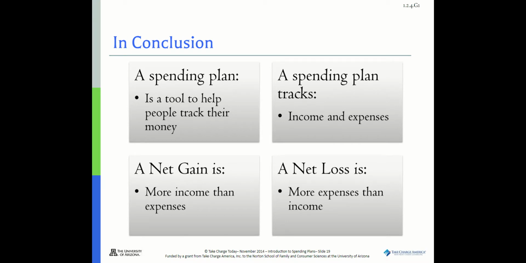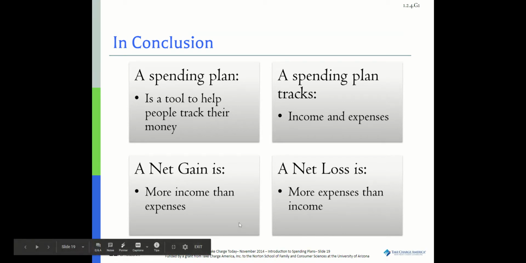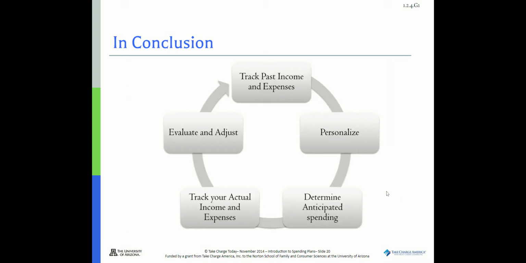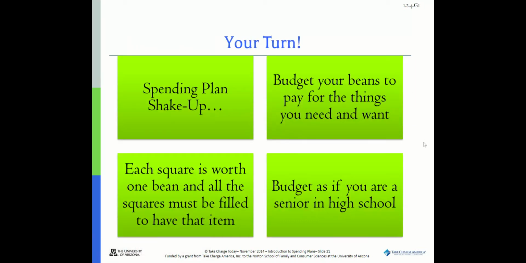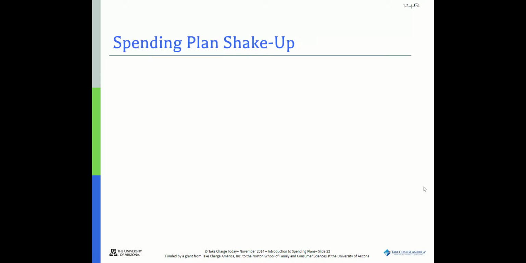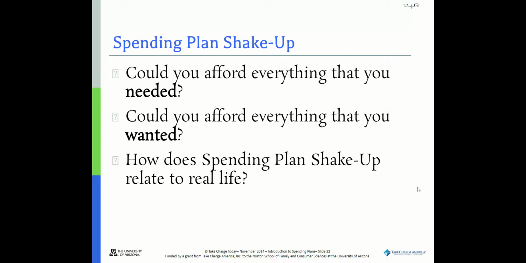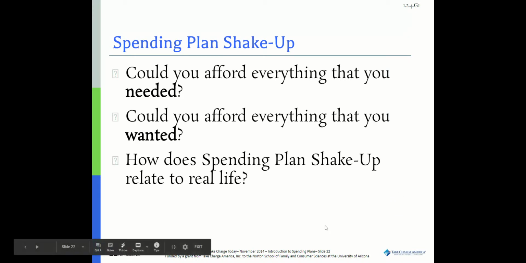Spending plan tracks income and expenses. A net gain is more income than expenses. A net loss is more expenses than income. You need to track your past income and expenses, personalize what you do, determine anticipated spending, track your actual income and expenses, then evaluate and adjust. Very smart, especially when you were very young. Very good.